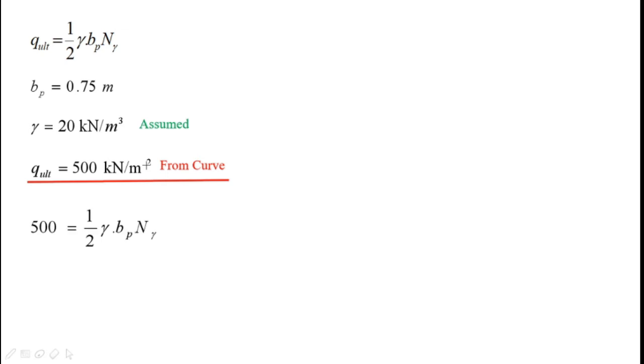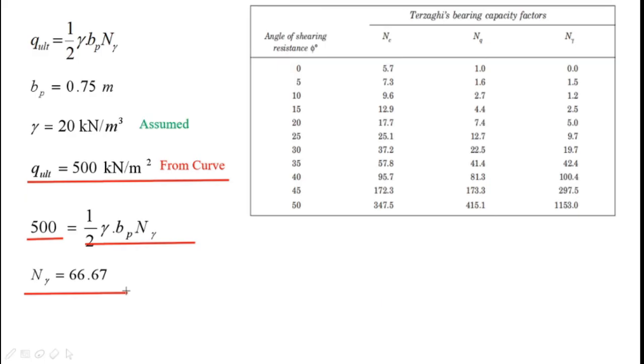So we'll equate this q ultimate from the graph with the q ultimate equation from Terzaghi's bearing capacity equation. Once you equate these two values, you will get N gamma is 66.67. As it is a bearing capacity factor, it will not have any unit. So this is how we determine our first bearing capacity factor, N gamma. And by using Terzaghi's bearing capacity factor table, we can also determine Nq and Nc.